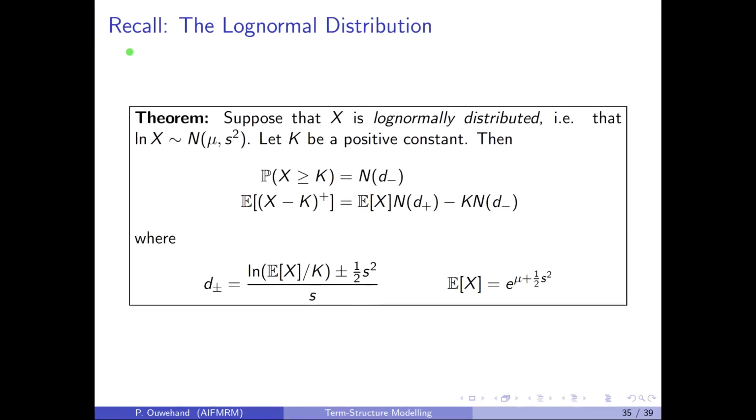I also want to remind you about the following formula for the log normal distribution. If X is log normally distributed, then the probability that X is greater or equal to some value K is given by N(d-), and the expectation of the positive part of X minus K is given by this expression over here, which looks a bit like the Black-Scholes option pricing formula, where d+ and d- take the following values. This formula is worth remembering.